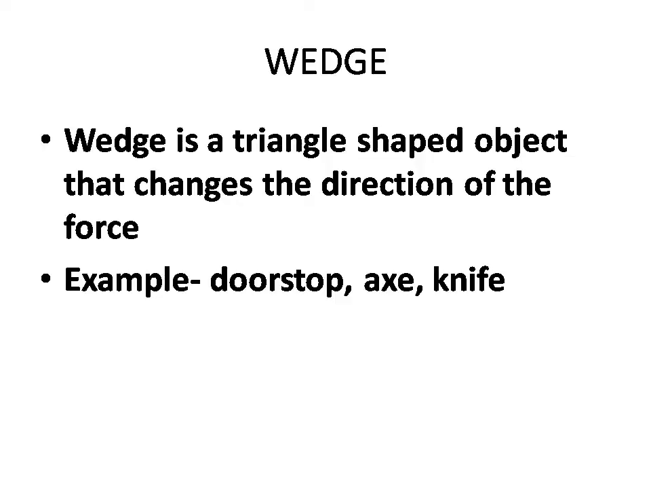The wedge is probably one of the earliest simple machines that was ever made. The first time a caveman took a rock and chipped away and made a sharp edge, they had made a wedge. It's a triangle-shaped object, and what it does is it changes the direction of the force. Now, this one doesn't actually increase the force, but it changes the direction. You're pushing down, and the wedge is pushing to the sides.